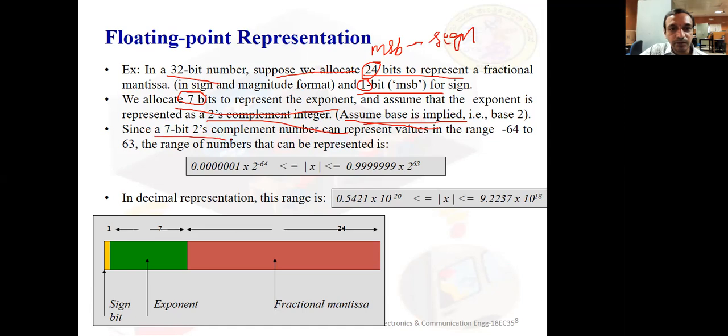Now, for a 7-bit 2's complement number, I'll just recall that. In the 4-bit case, what was the range, if you remember?